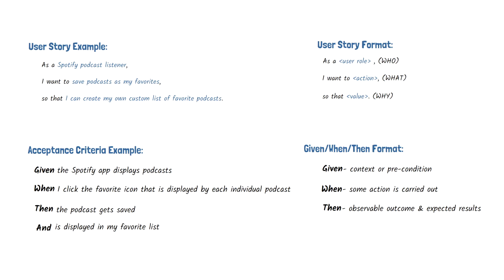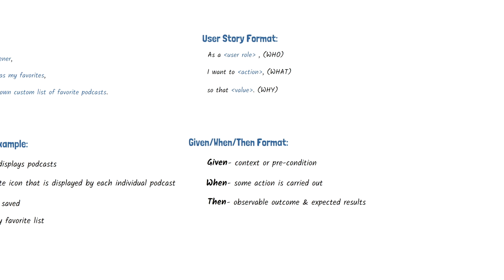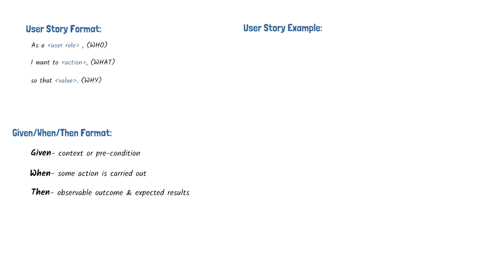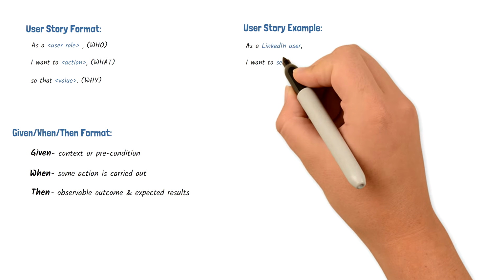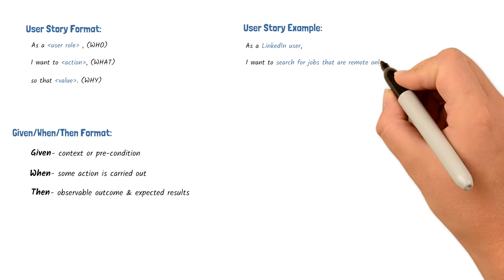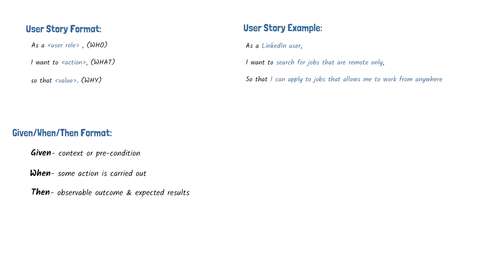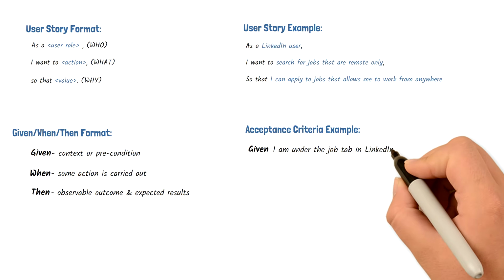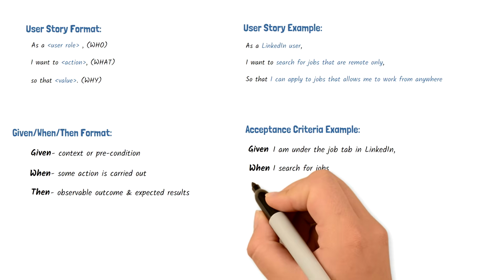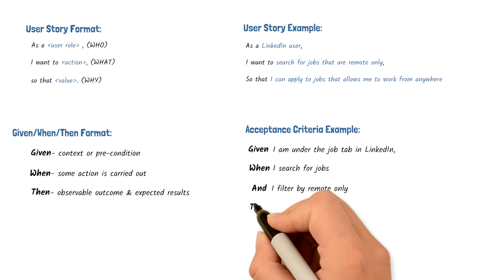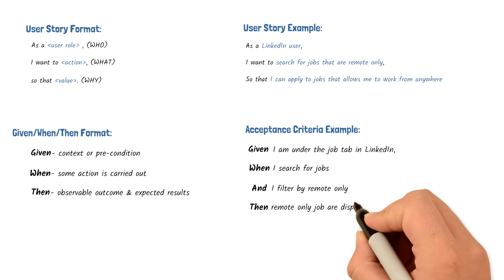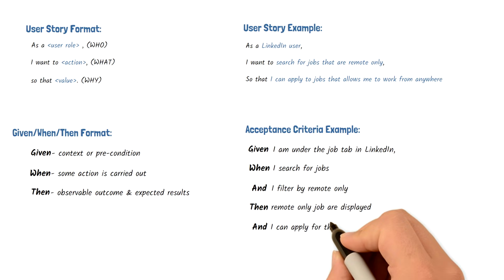As you can see, user stories with acceptance criteria are both simple concepts, but it does take practice to get used to actually writing them. Let's try one more example. As a LinkedIn user, I want to search for jobs that are remote only, so that I can apply to jobs that allow me to work from anywhere. The acceptance criteria can be something like this. Given I am under the job tab in LinkedIn, when I search for jobs, and I filter by remote only, then remote only jobs are displayed, and I can apply for them.